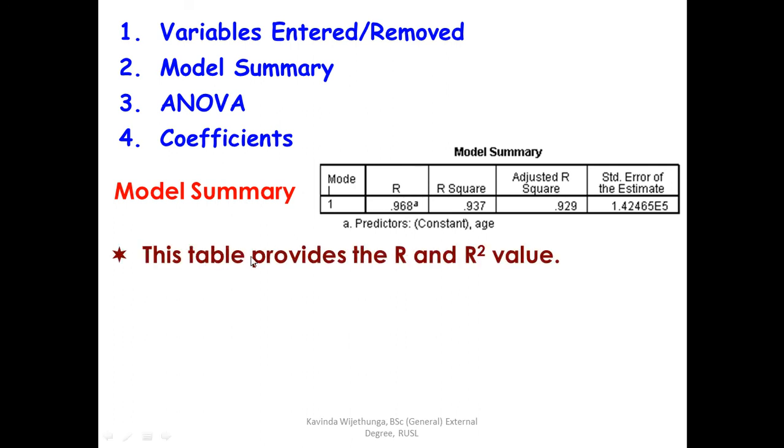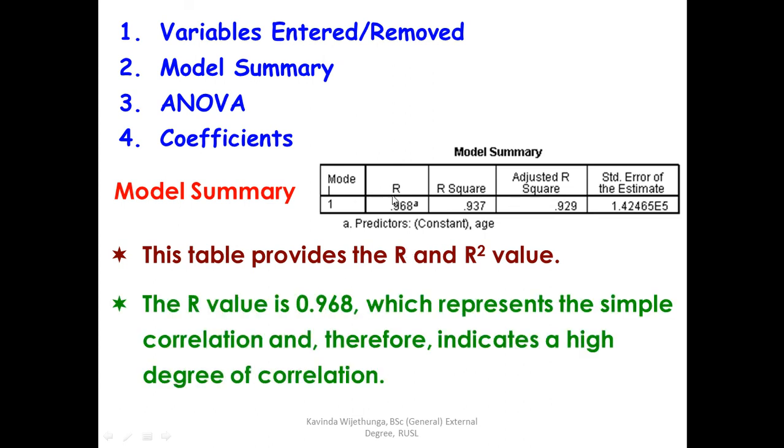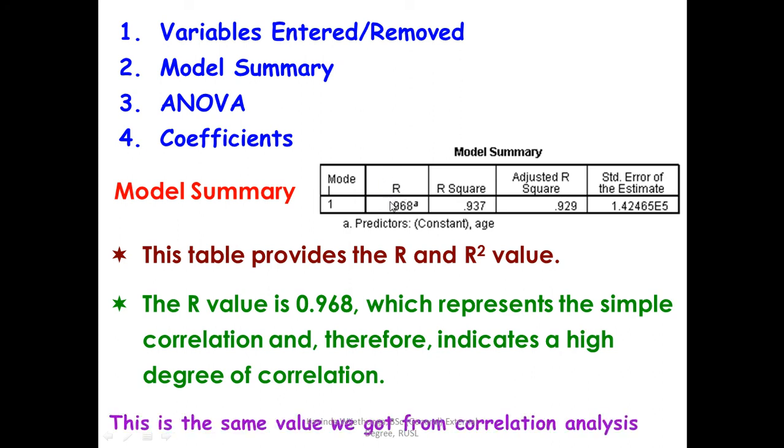The table provides R and R square values, and the R value is 0.968, which represents the simple correlation, and therefore indicates a high degree of correlation. So this is closer to 1, right? So it means a high degree of correlation. So we can get the idea about the correlation from this R, and the same value we got from the correlation analysis, but here the minus sign is removed. That is the only difference.